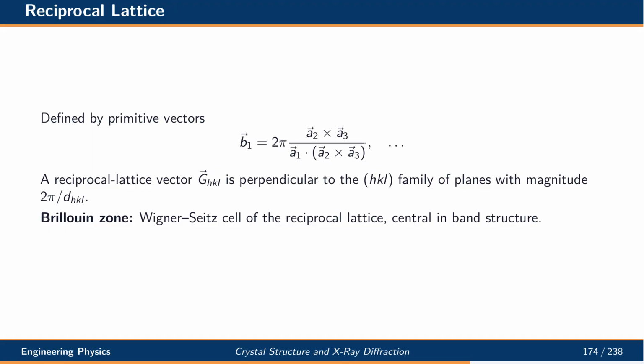The reciprocal lattice is built from primitive vectors related to the direct lattice through cross products. A reciprocal lattice vector is perpendicular to the corresponding family of planes and has magnitude inversely proportional to their spacing. The Brillouin zone is the Wigner-Seitz cell of the reciprocal lattice. This concept is central to electron band structure, phonon physics, and the analysis of diffraction.